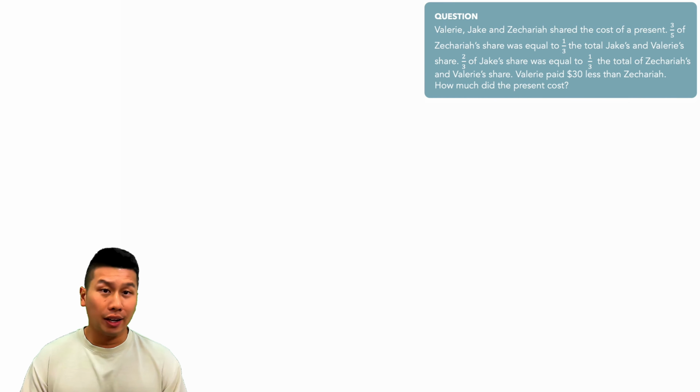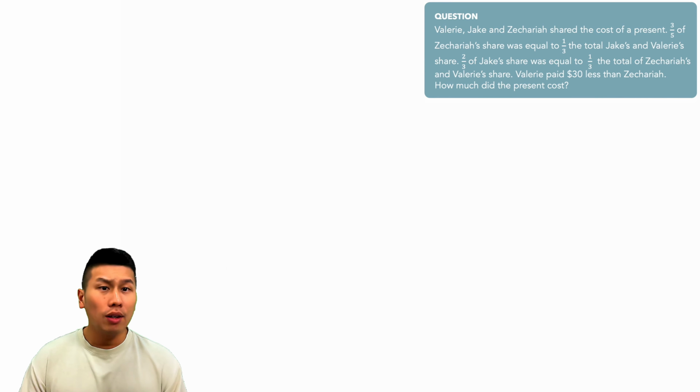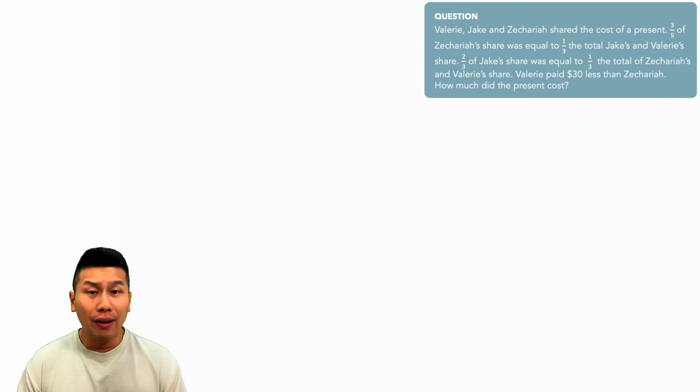Valerie, Jake, and Zechariah shared the cost of a present. 3/5 of Zechariah's share was equal to 1/3 the total of Jake's and Valerie's share. So 2/3 of Jake's share was equal to 1/3 the total of Zechariah's share and Valerie's share combined. So Valerie paid $30 less than Zechariah. How much did the present cost?